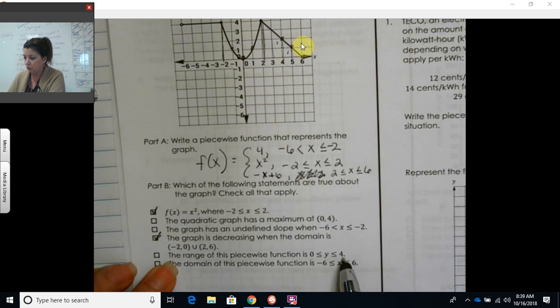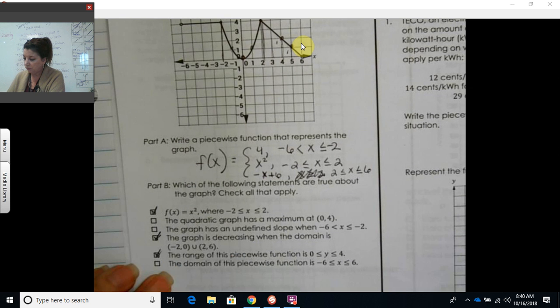The range of the piecewise function is when your y values are between 0 and 4 and includes 4. Is that true? Yes, it is. Just talking about your y values. Oh, and it also includes 0. Just talking about the range, that's your y values. The domain of this piecewise function, so your x values are between -6, including -6, all the way to +6, including +6.